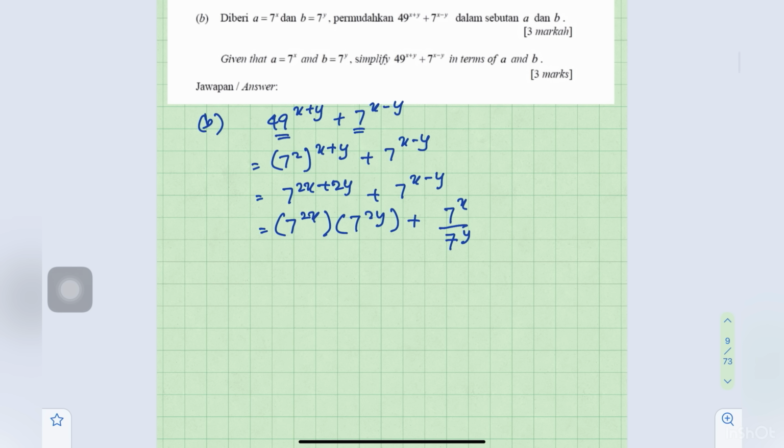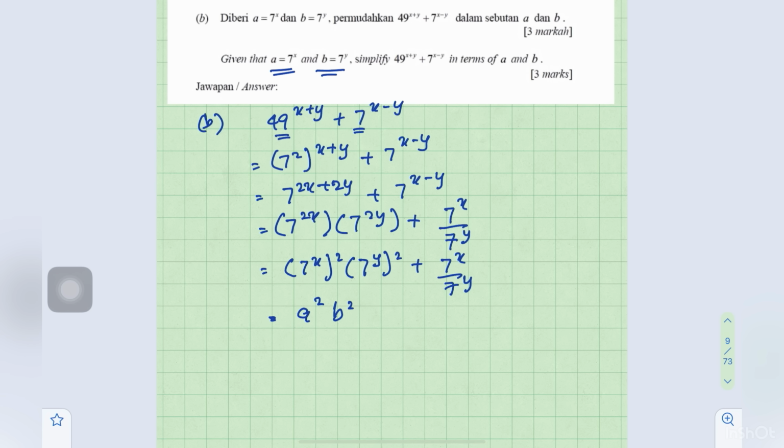Okay, so now, from the question, kita tahu ada 7 power of X, 7 power of Y. So, ni jadi 7 power of X squared. This one become 7 power of Y squared. Plus this one 7X, 7Y. So, kita masukkan je lah. So, this one A squared, B squared plus 7X over 7Y is A over B.